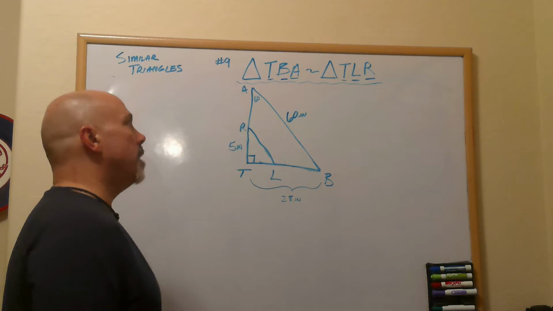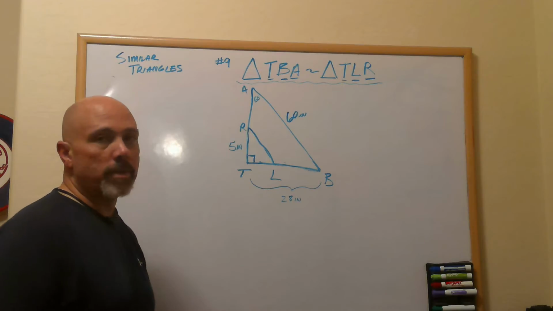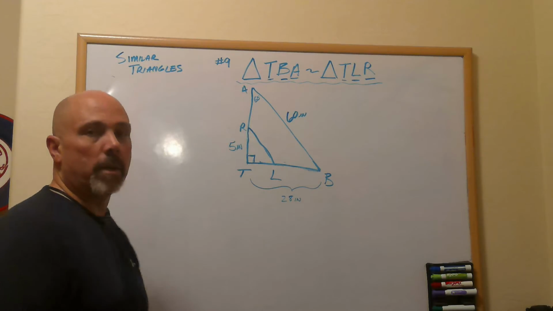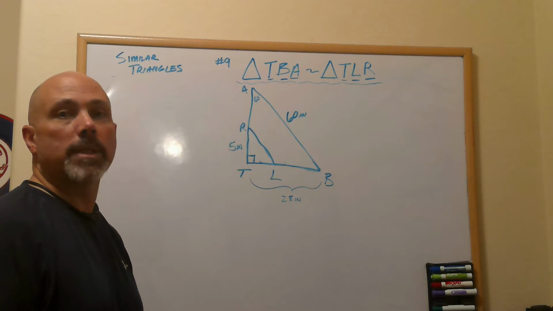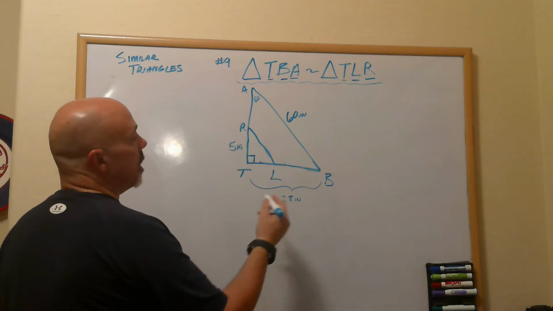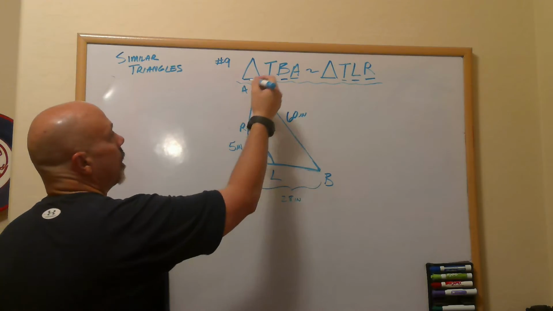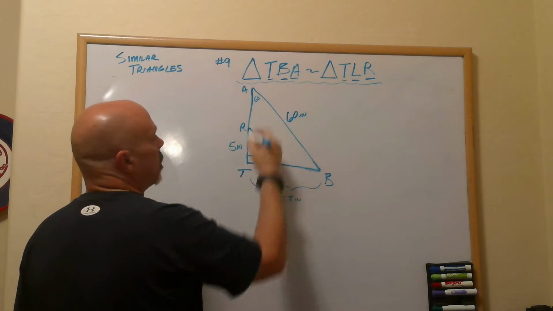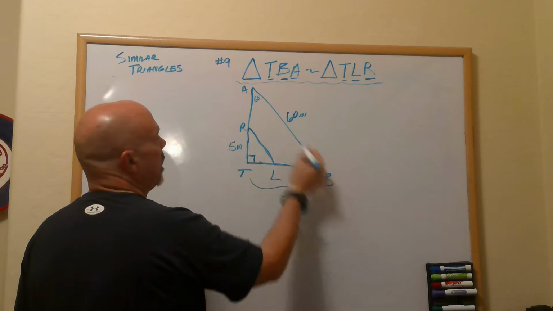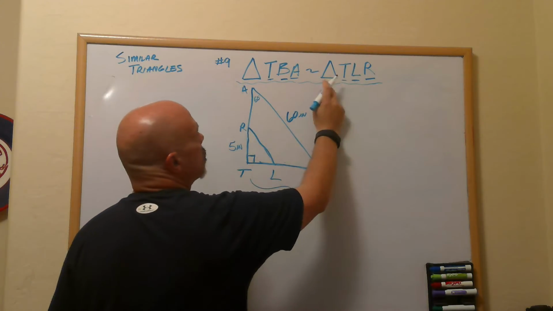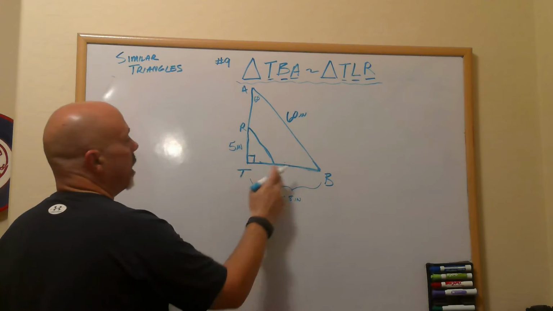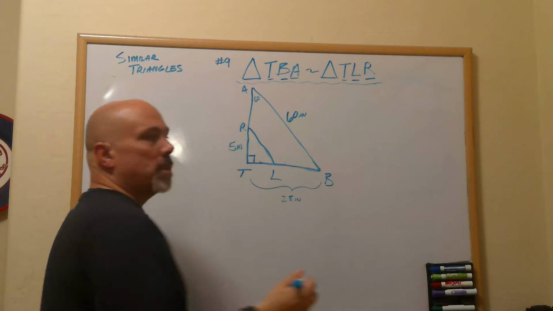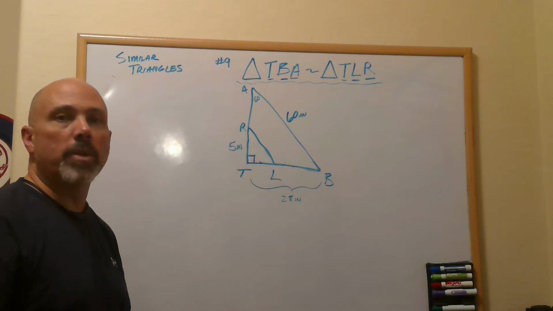And in this case, we have two similar triangles, and as you can see, both triangles share vertex T, or point T. So let's go ahead and set up what the problem shows. We have triangle TBA, which is the larger triangle, and it's similar to triangle TLR, which is the smaller triangle.